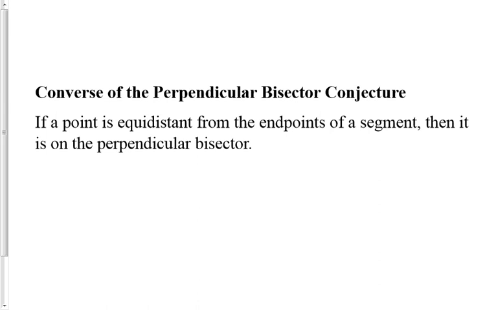The converse of the perpendicular bisector conjecture. So a converse is a statement where we switch the beginning and the end of the statement. So what we're doing is we're taking the perpendicular bisector conjecture that we stated previously in the video, and we're switching the beginning and the ends of it to come up with the converse. This conjecture states that if a point is equidistant from the endpoints of a segment, then it is on the perpendicular bisector.